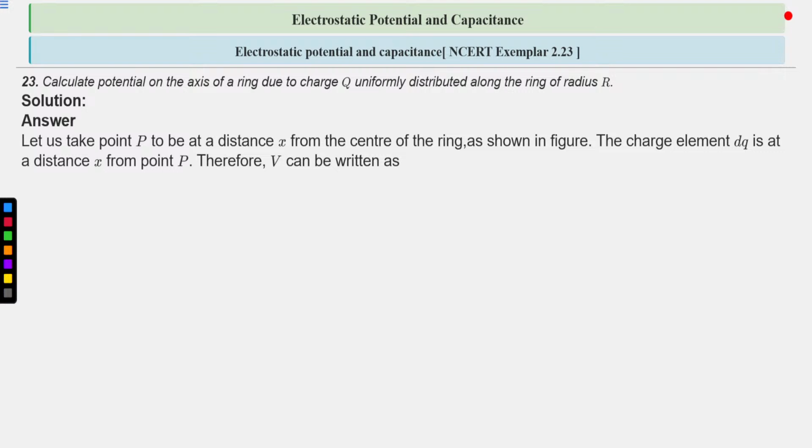Let us take a point P at a distance x from the center of the ring as shown in the figure. The charge dq is at a distance root of x square plus a square from point P. Therefore, V can be written as, again similar, only Z is replaced by x. So V equals Ke integration dq by R, equals Ke integration dq by root of x square plus a square. So Ke equals 1 by 4 pi epsilon naught. Refer to the previous diagram. We have to find the potential now. Same steps, only Z is replaced by x.